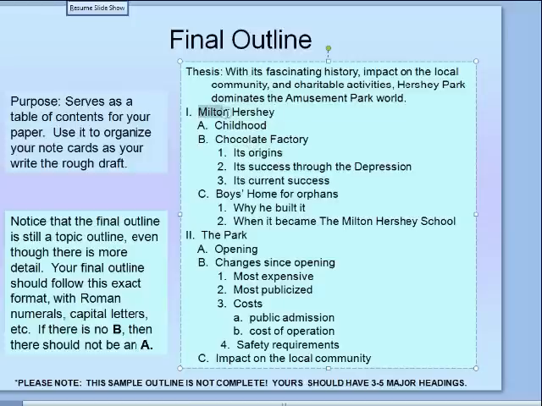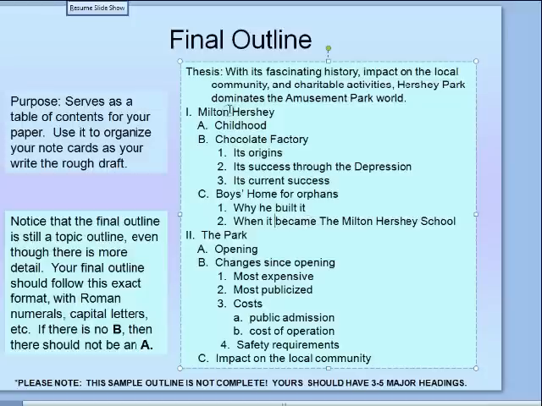So here's one section. In the first section, they're going to talk about Milton Hershey. That is the person who created, obviously, the amusement park. They're going to start off with his childhood. They're going to move on to him creating the chocolate factory, where it came from, the success, and the current success. So you can notice that this is all about the chocolate factory. And then they're going to talk about how he opened up the boys' home for orphans, why he built that home for orphans, and when it actually became the Milton Hershey School.